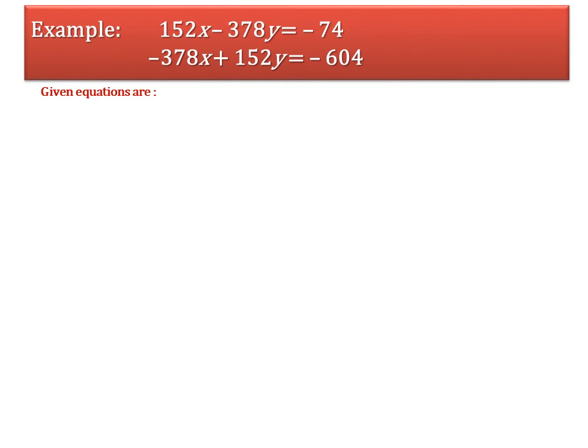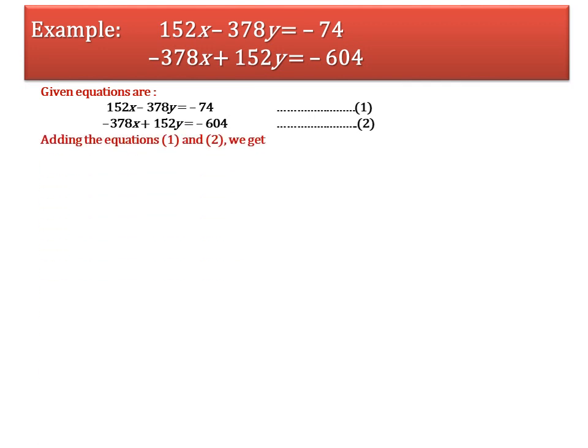Now the given equations are 152x minus 378y equals minus 74, equation 1, and minus 378x plus 152y equals minus 604. Let's take it as equation 2. Now as per the procedure, adding equations 1 and 2, we get (152 minus 378)x plus (minus 378 plus 152)y equals minus 74 minus 604.